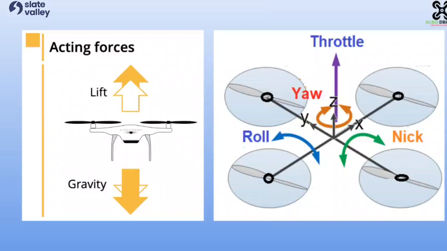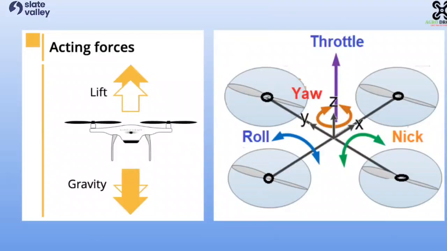The simple thing is, if anything has to go up, it has to generate a thrust more than its weight. Gravity pulls the object down. So if the drone has to take off, the required thrust should be more than the gravitational force. Here the upward force is lift and the downward force is gravity.